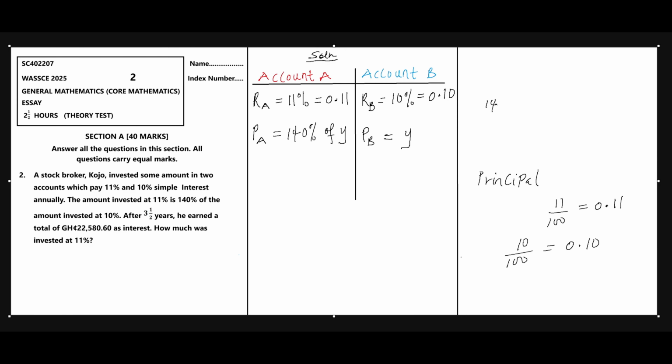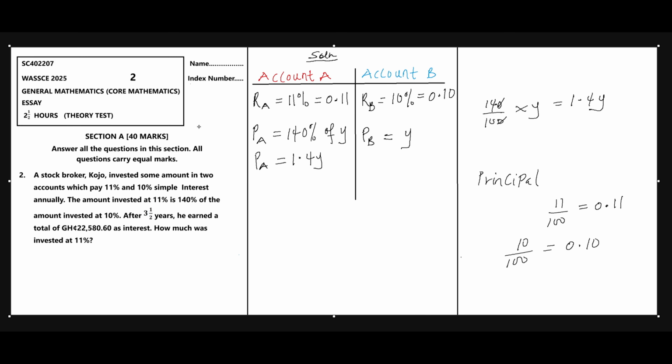So 140% is 140 out of 100 times Y. So these two can cancel. I think we have 1.4 Y. So the principal for account A will be 1.4 Y in terms of decimals.